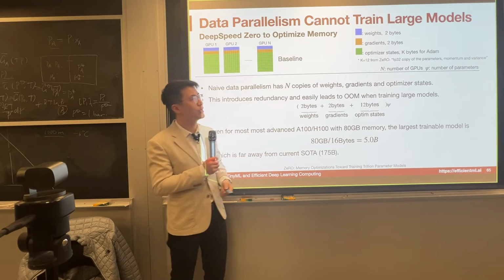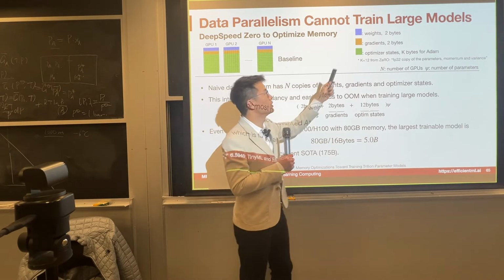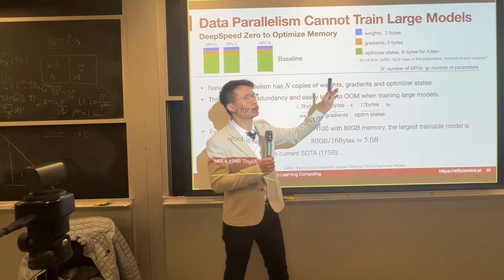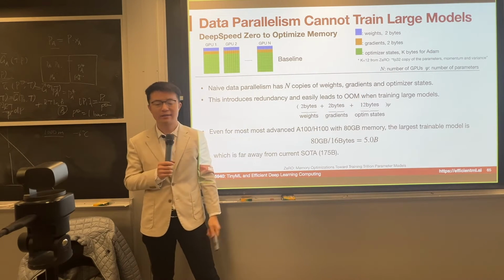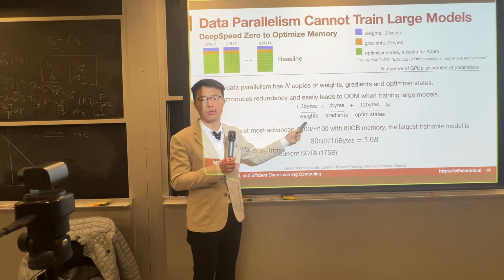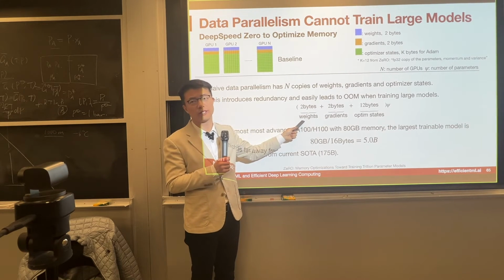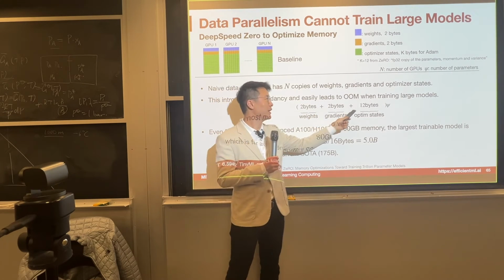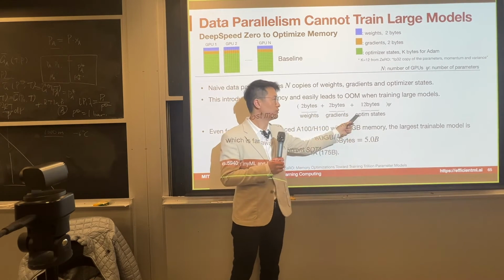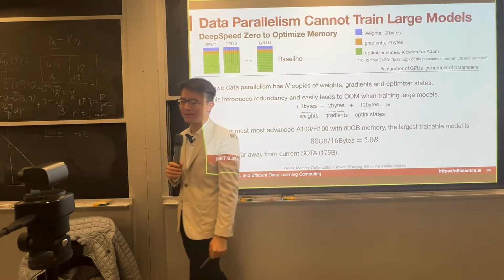So in order to train just one single parameter, you need 2 plus 2 plus 12. Okay, it's actually 16 bytes. 2 bytes for the weight in FP16, 2 bytes for the gradient in FP16, and also 12 bytes for the optimizer states.